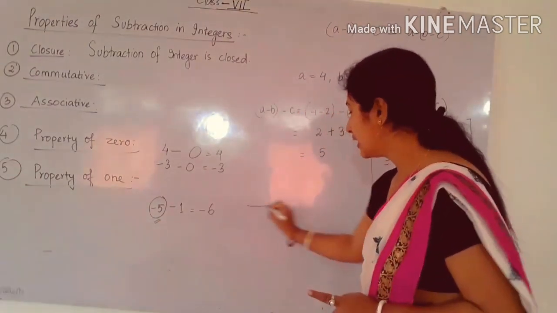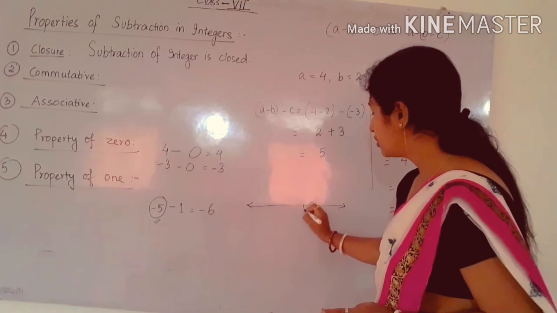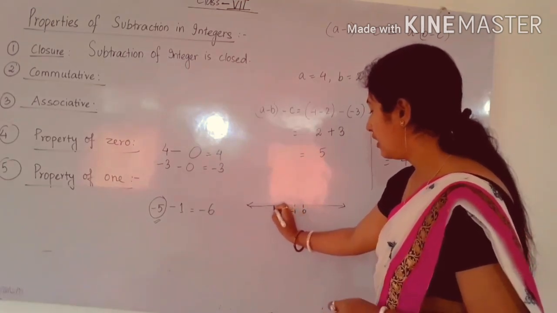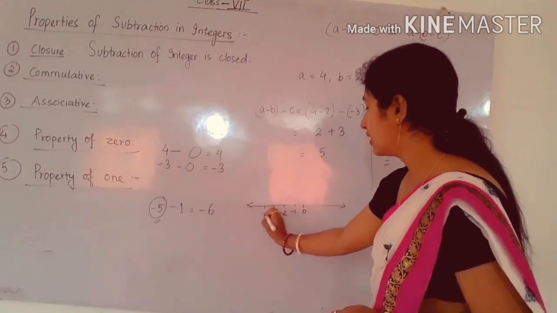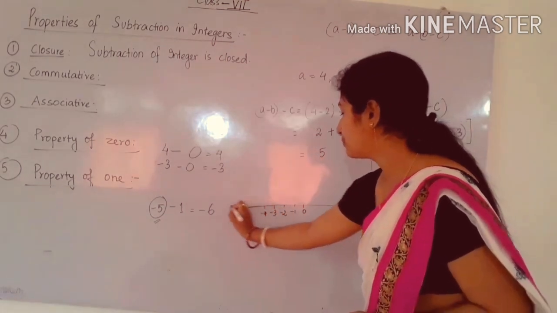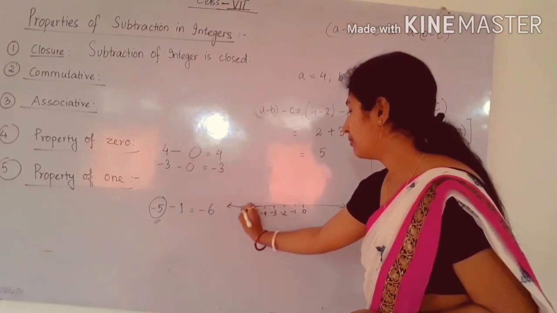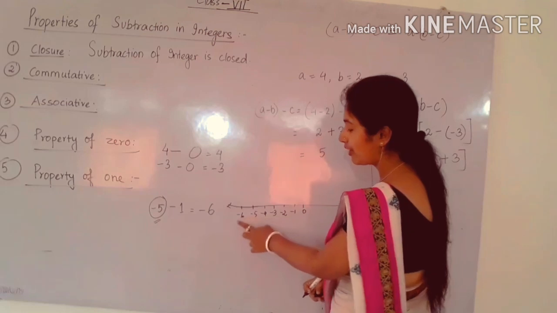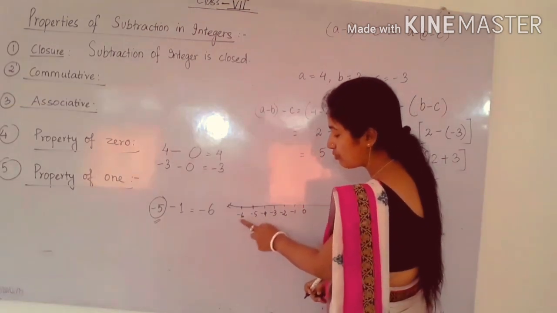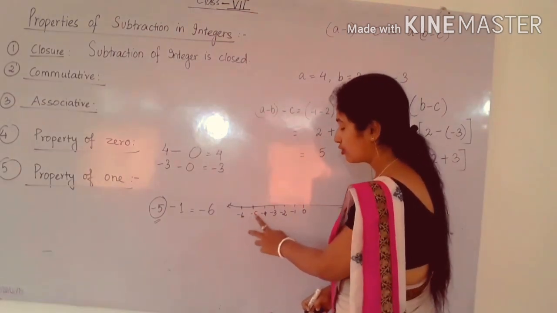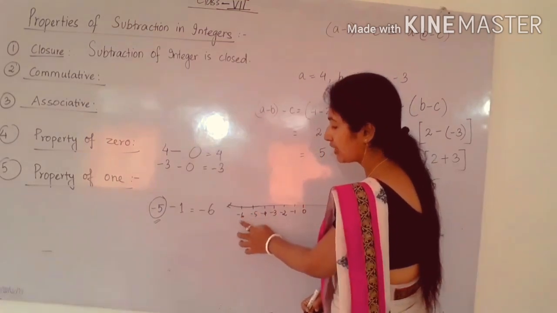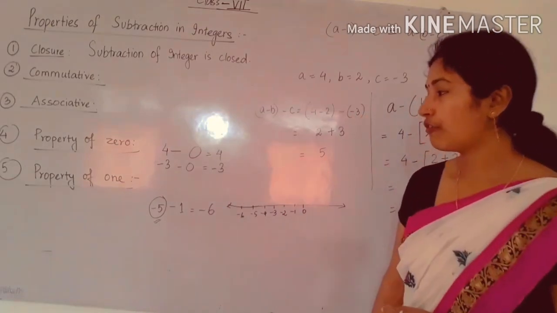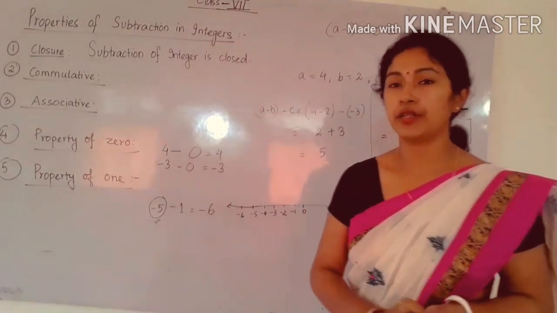If you see the number line, here it is 0, then minus 1, minus 2 to the left side, left of 0, minus 3, minus 4, then minus 5, then minus 6. So the predecessor of minus 5 will be minus 6. Minus 6 is smaller than minus 5. So the predecessor of minus 5 is minus 6, and the answer is also minus 6. So in the property of 1 you will get the predecessor.